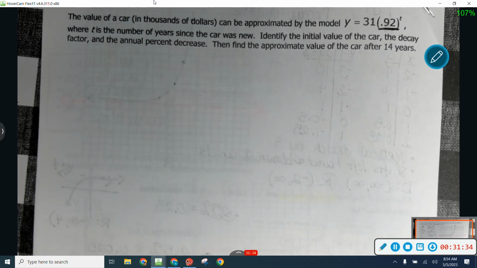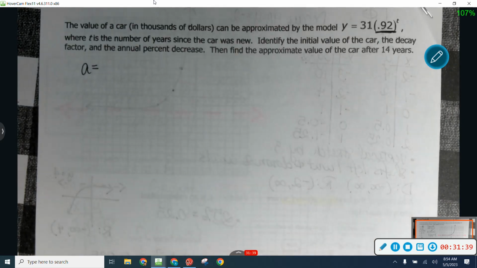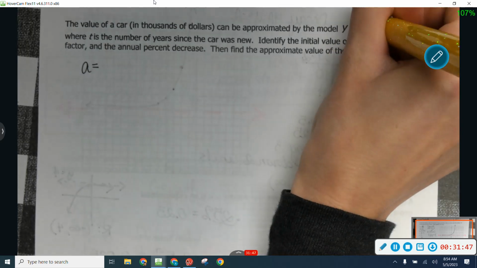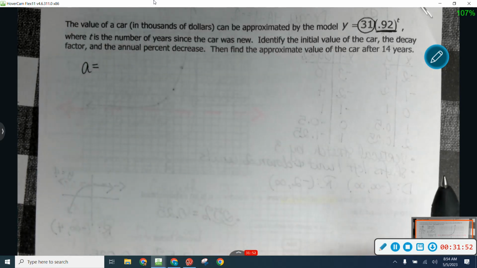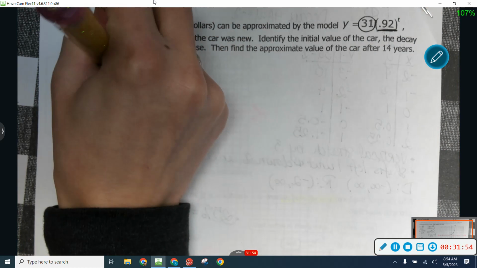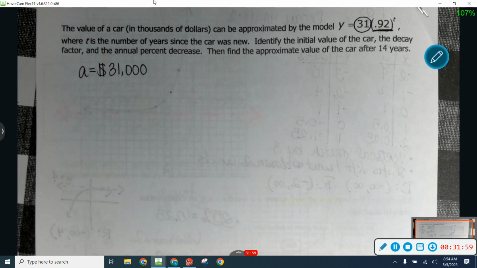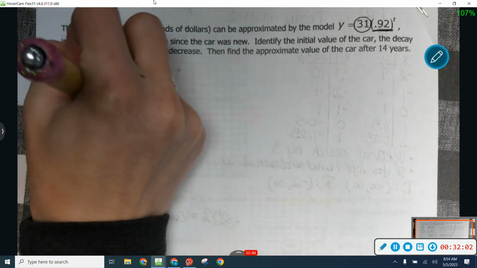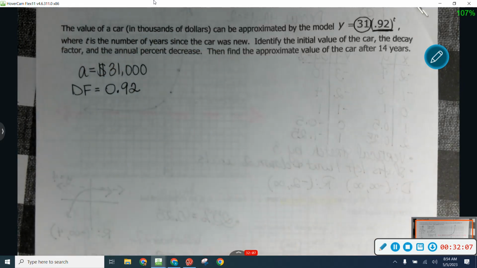All right, so identify the initial value. What's my initial value? $31, but it says the value of the car in thousands. Do you think my car is really $31? It's $31,000. The decay factor, 0.92. Now the annual percent decrease, that would have been my r.